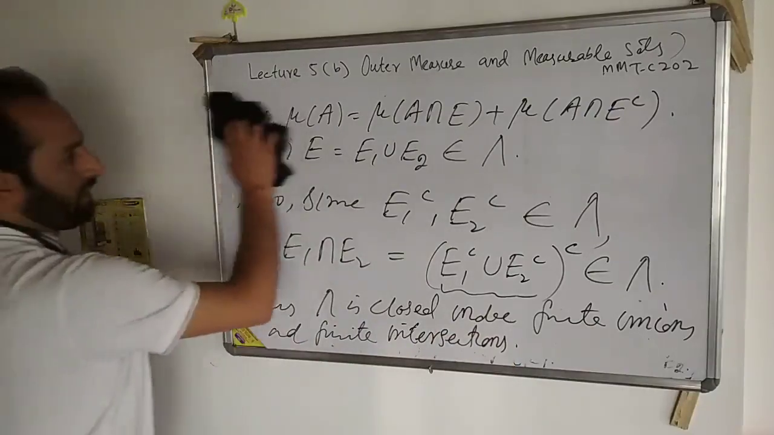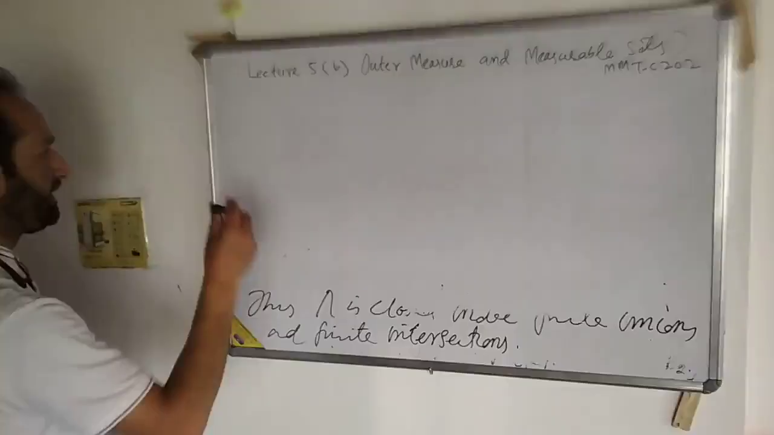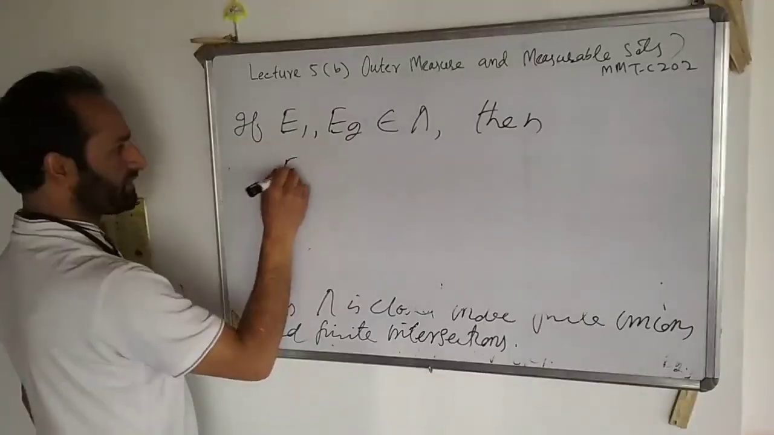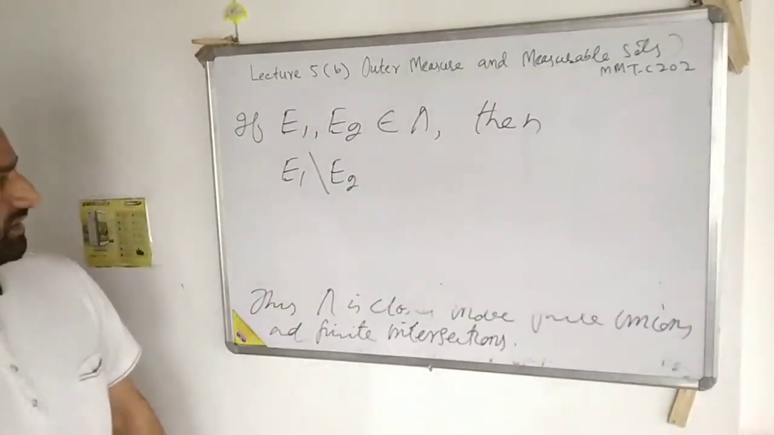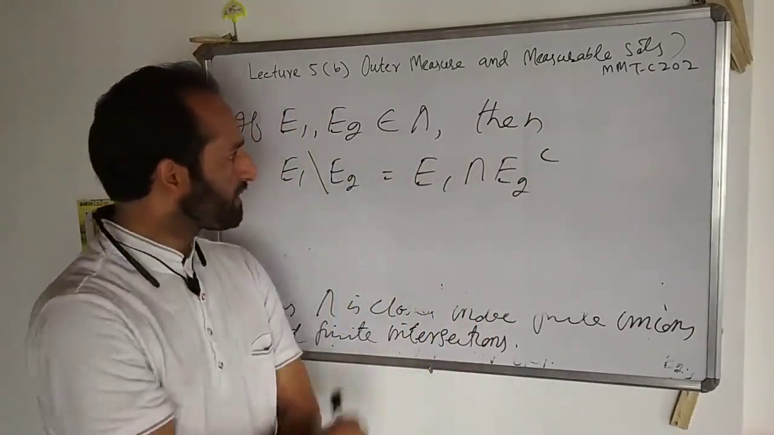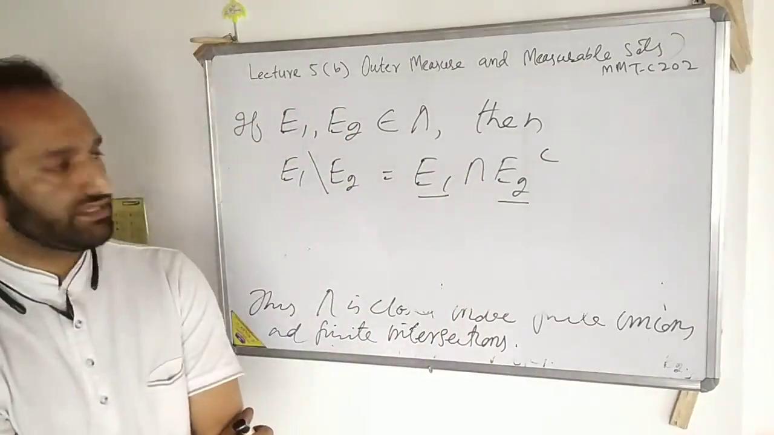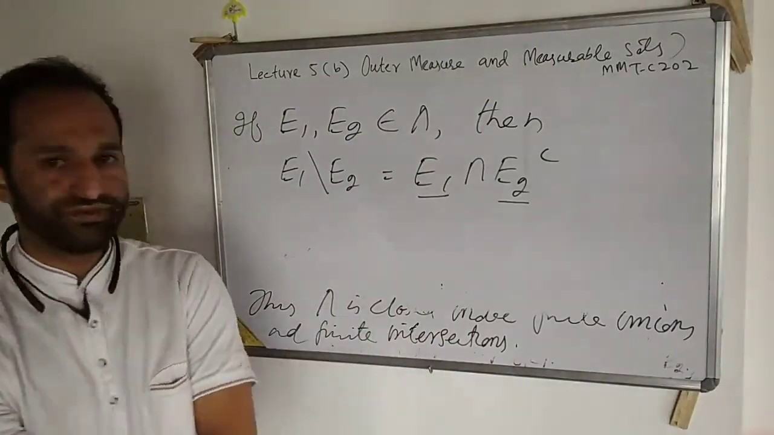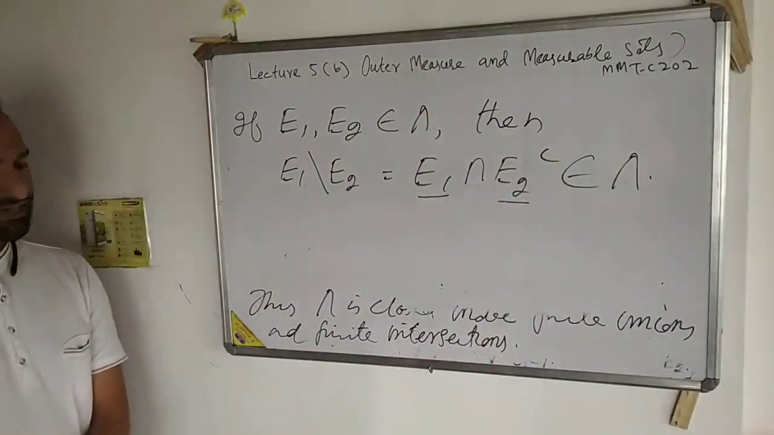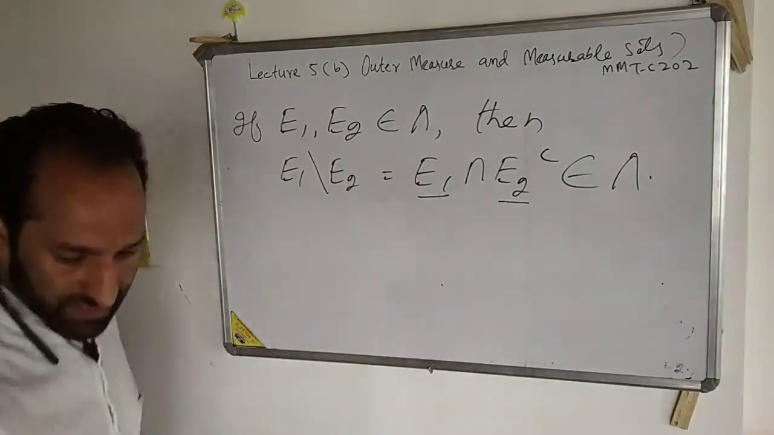Next we'll see that lambda is also closed under difference of sets. So if E1, E2 belong to lambda, then we will see that their set difference is also a member of lambda, and it's equal to E1 intersection E2 complement. Now look at this. E1 is a member of lambda, E2 is a member of lambda, therefore E2 complement is also a member of lambda. So both E1 and E2 complement are members of lambda. And we already proved that lambda is closed under finite intersections, therefore their intersection is also a member of lambda. So thus lambda is closed under difference. So this proves that lambda is an algebra.